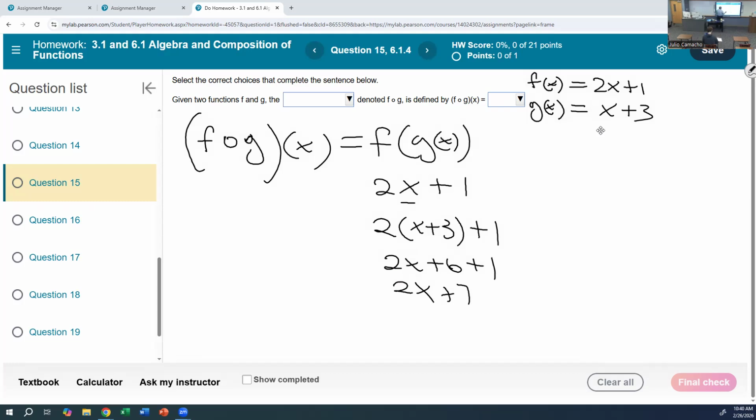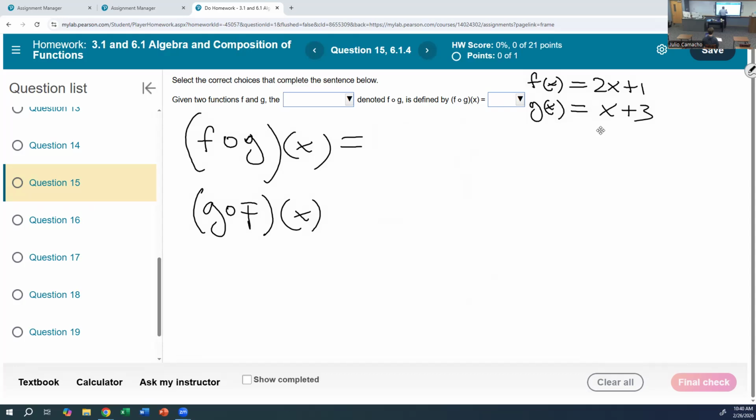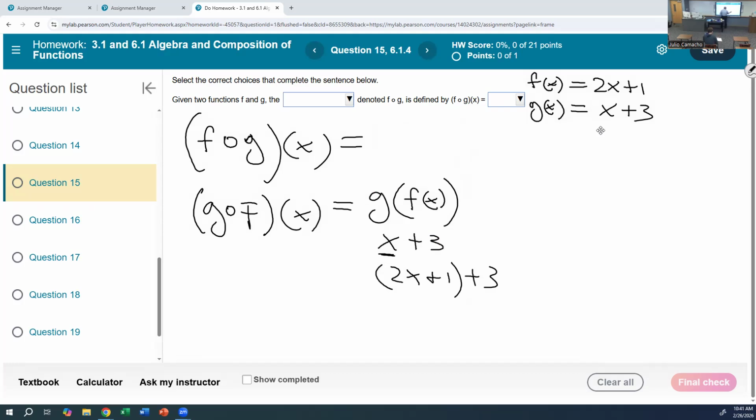But imagine that you have the opposite game. That you have g circle f of x. Because that will be the opposite game. Now, this equation means g of f of x. So the equation outside will be which one? x plus 3. So you put x plus 3, and now you have to replace this x for the whole f of x. Exactly. So you have 2x plus 1 plus 3. And then you can take everything out of the parentheses. 2x plus 1 plus 3, 2x plus 4. That is the answer.